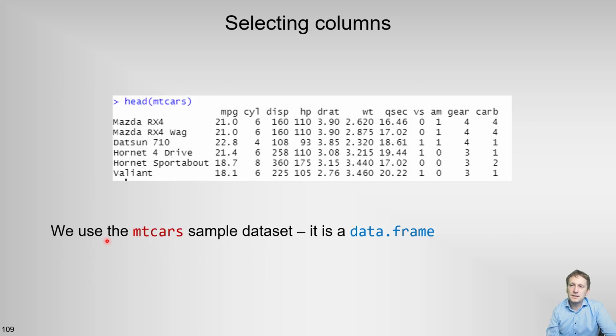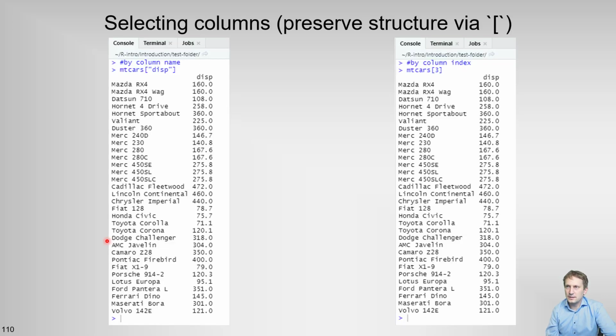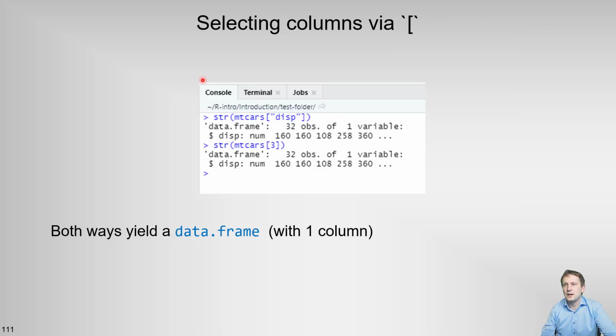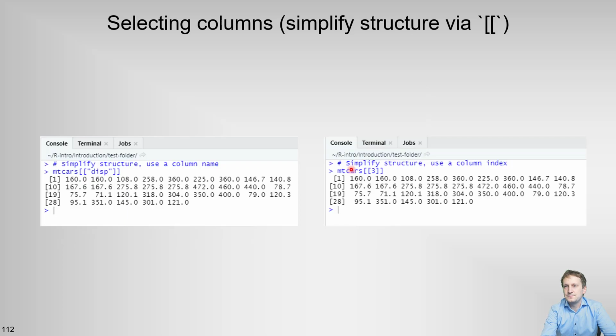So we can play with the mtcars dataset a little bit to try to understand the consequences of all of this. So selecting just with single brackets. Within the single brackets, we can address by name, so disp for displacement, or by ID, 3 for the third column, and both give us still a data frame showing all the row names, and then the single column showing the displacement of those cars. Let's actually verify that. So if we type str and then for our selection via name or via index, both actually yield a data frame with just one variable.